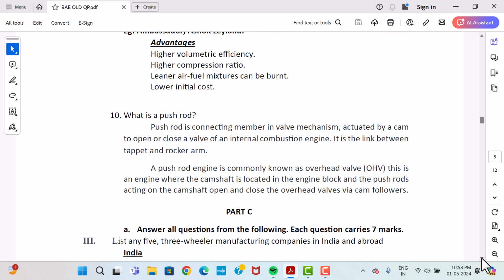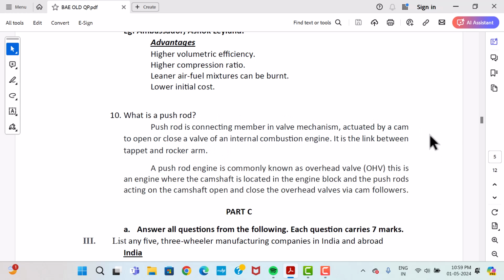A push rod engine is commonly known as an overhead valve engine, OHV. This overhead valve engine is also called a push rod engine. This is an engine where the camshaft is located in the engine block and push rods acting on the camshaft open and close the overhead valve via cam followers. That simply indicates what the overhead valve mechanism is. This is actually the function of the push rod.